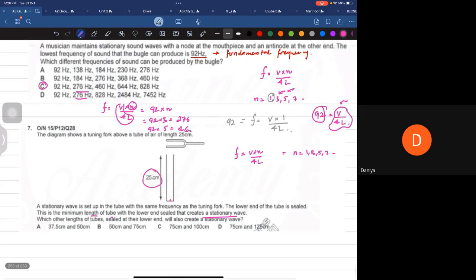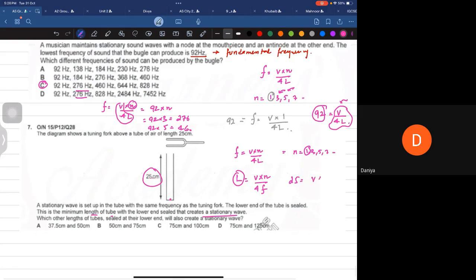So I'm going to make length the subject of the same equation. When n is equal to 1, I get 25 here, so I'm going to put 25 equals v times 1 over 4f. The question says which other lengths of the tube sealed at the lower end will also create the stationary wave. So we want the same fundamental frequency, but this time we have to change the length. Which means this whole thing is going to be 25.